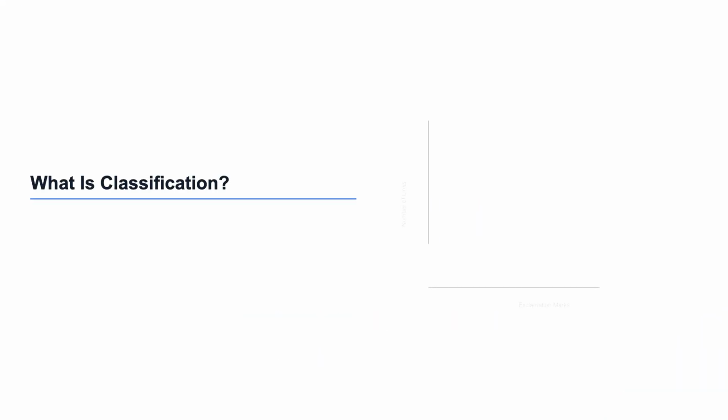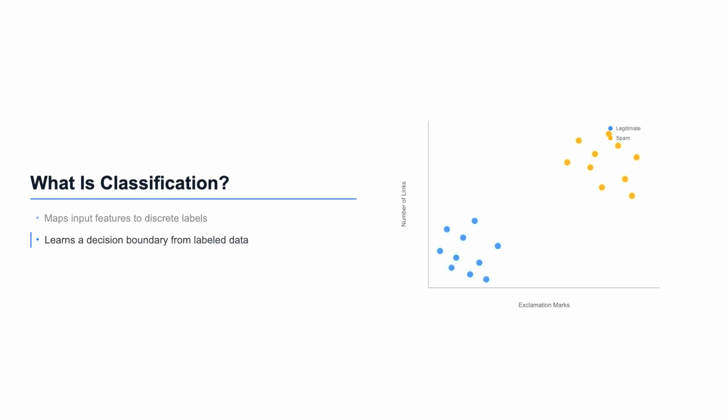At its core, classification is about drawing a line. Imagine plotting emails on a graph. One axis counts exclamation marks. The other counts links. Spam emails cluster in one corner. Legitimate emails cluster in another. A classification model finds the boundary that separates them. That boundary is called the decision boundary, and the entire game is finding the best one.